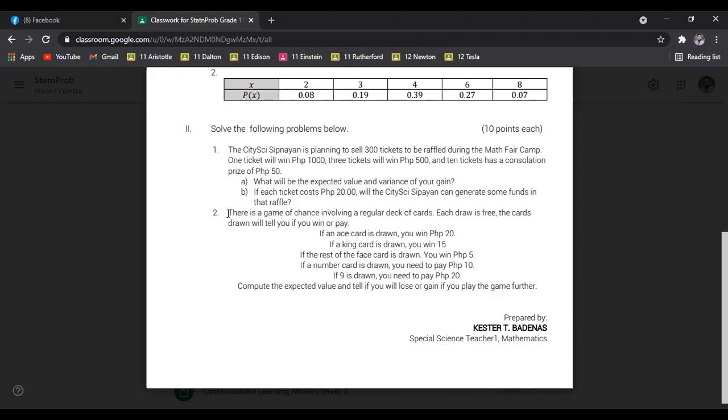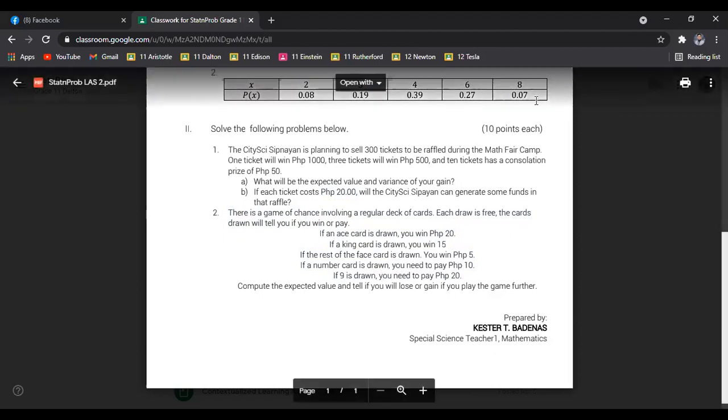Okay? Next po. Number 2, there is a game of chance involving a regular deck of cards. Each draw is free and the cards drawn will tell you if you win or pay. Ayan na nga, maraming condition. So similar dun sa problem natin with the cards, compute the expected value and tell if you will lose or gain if you play the game further. Okay? So yun po.